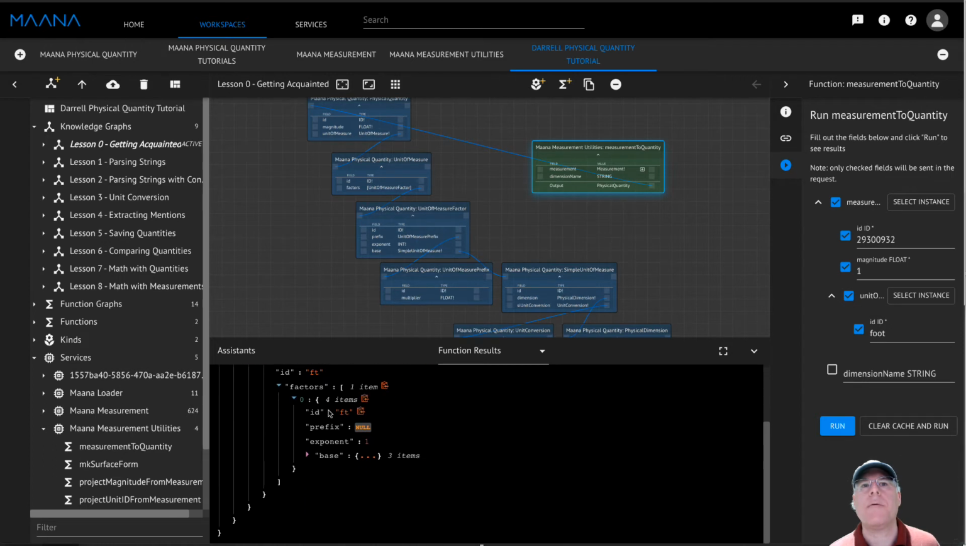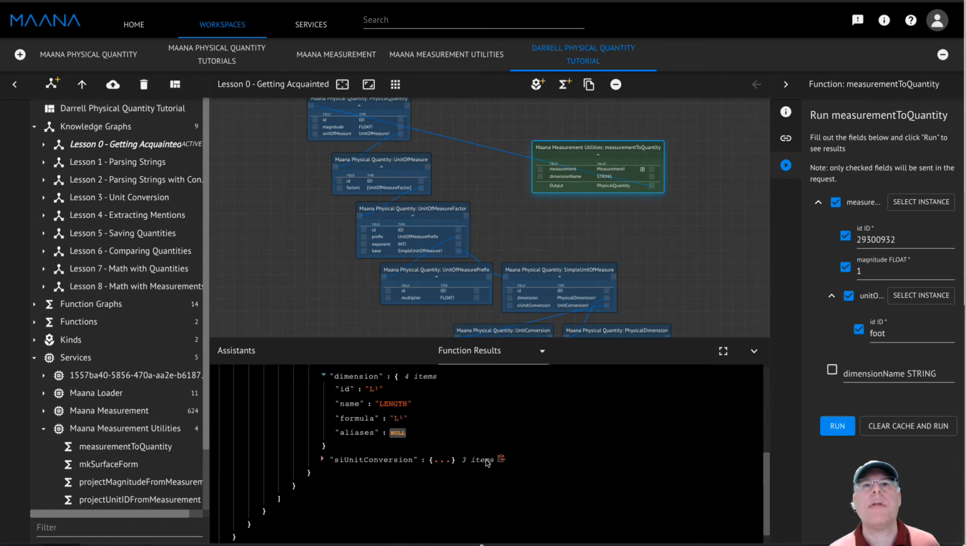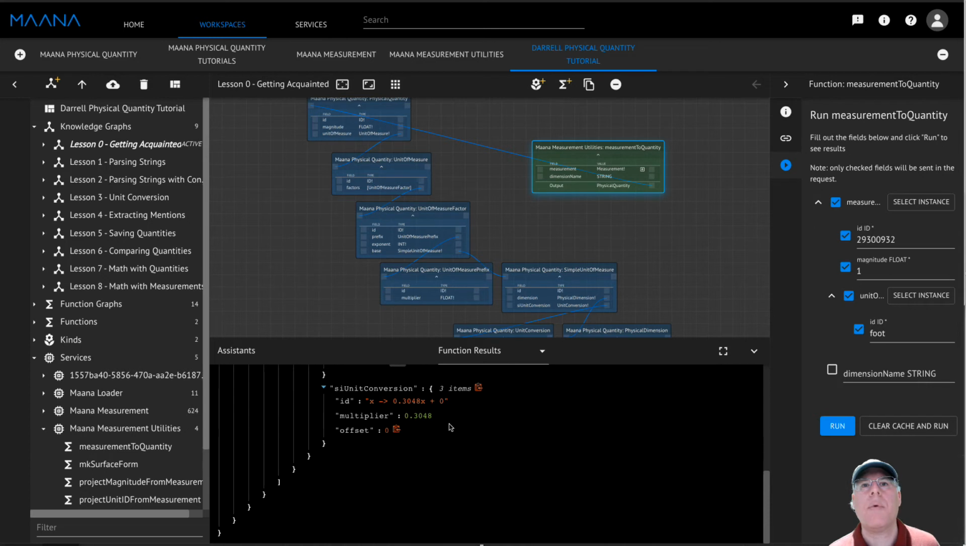factors. So we can see we've got a single factor, which consists of the base unit of measure, which is foot, which has dimensions of length, and it has a unit conversion of 0.3048 feet per meter, which if you look up the conversion on Wikipedia or Google, you'll find that that's approximately correct. All right, so that looks like it's working.